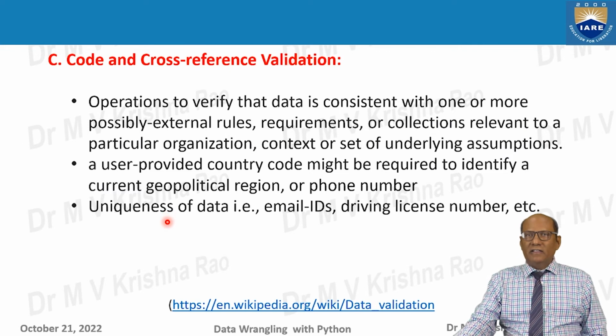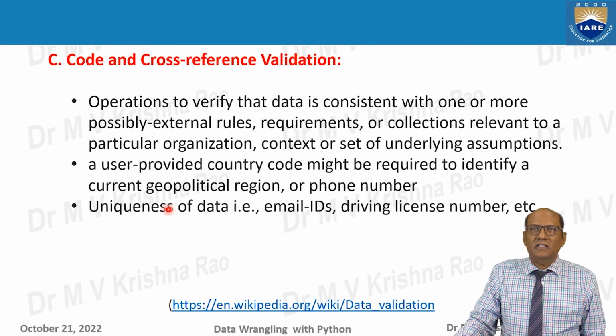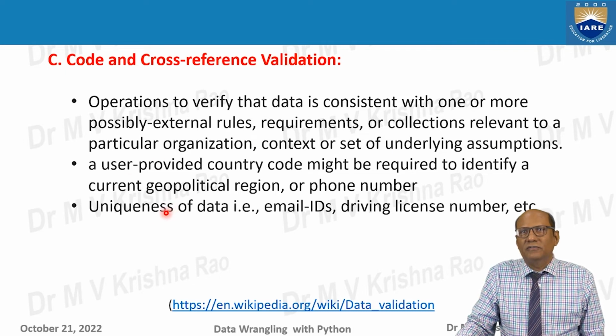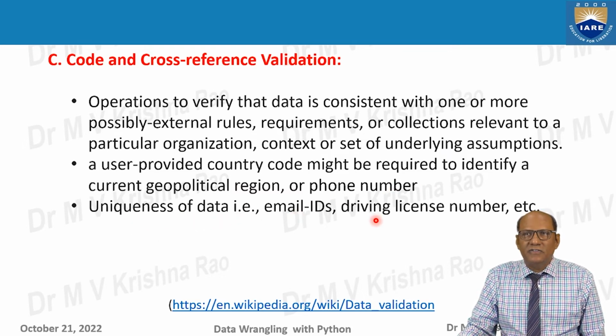So you have to validate whether the user or the customer is really from India, and whether the discount is applicable to him or not. That kind of cross references. So this is one example. Then uniqueness of the data, that is email IDs, driving license numbers, etc.